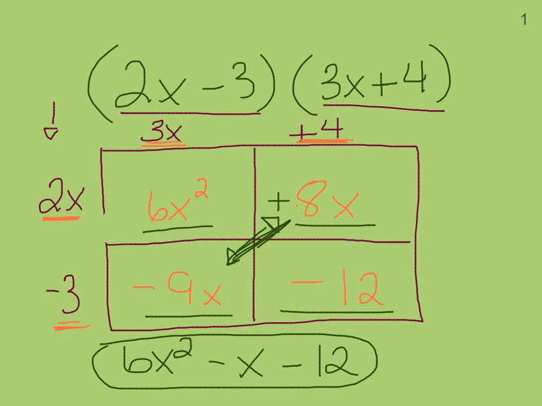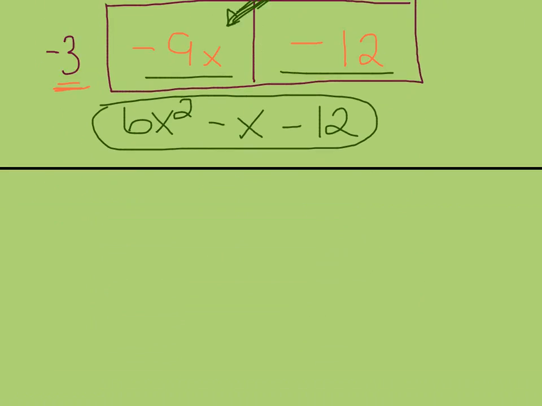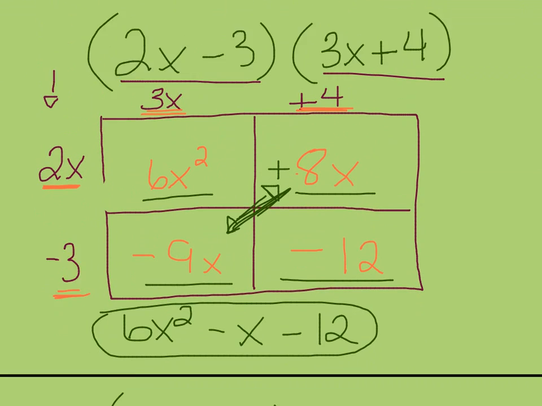And on the next page, I'm going to do the same one again, but with FOIL, just so you can see again how to do that. And I forgot the second term already. 3x plus 4.